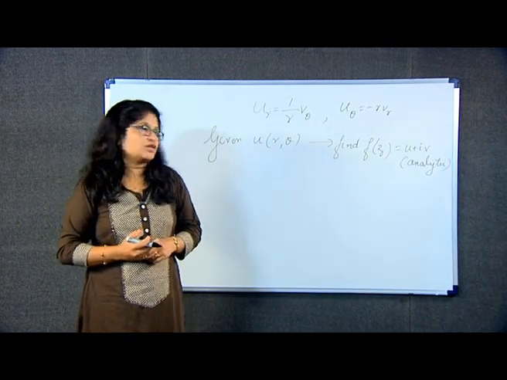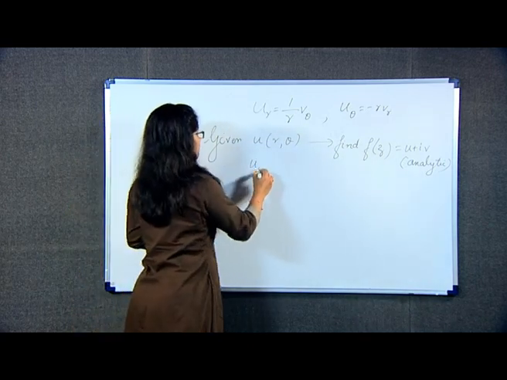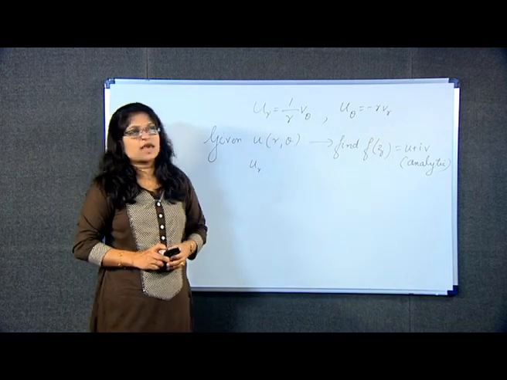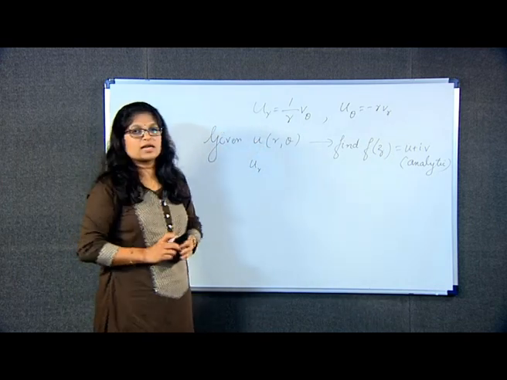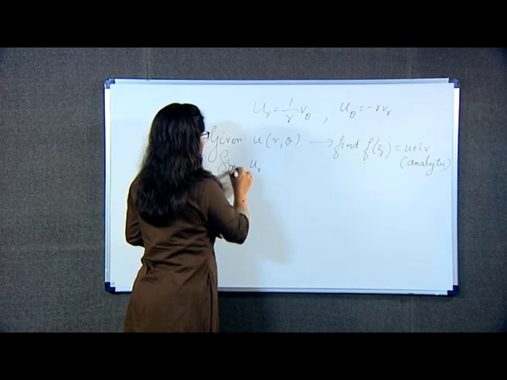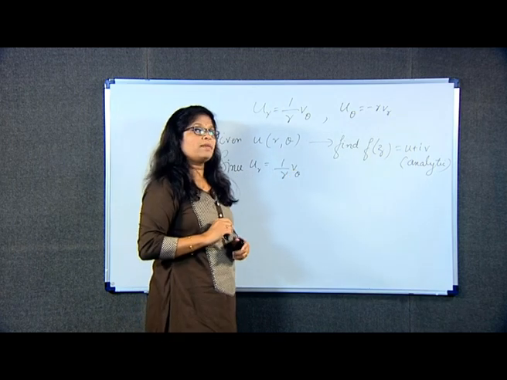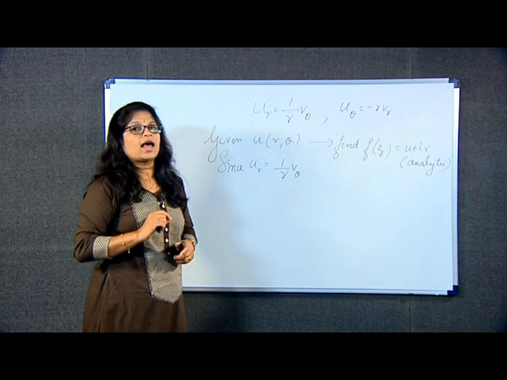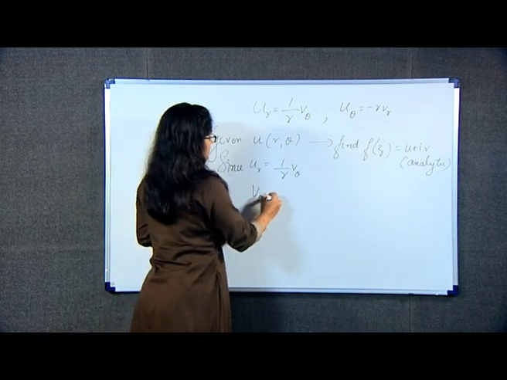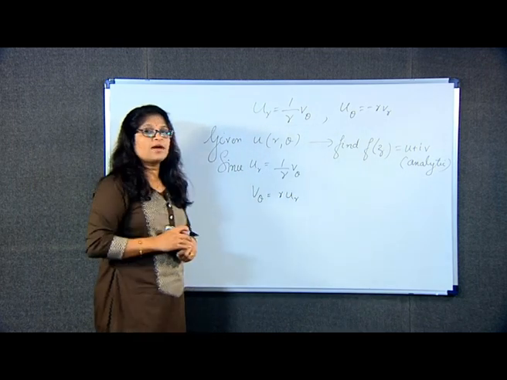So, how do you proceed? Since u is in your hand, you can find u_r, and using one of the CR equations, in this case u_r equal to 1 by r v_theta. This is true only because your f of z is an analytic function which you are trying to find out. So, I can express my v_theta as r times u_r. Now I have got my v_theta.